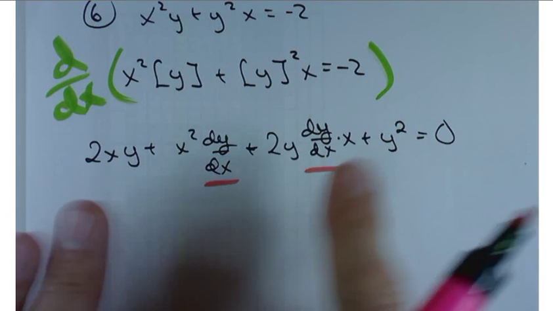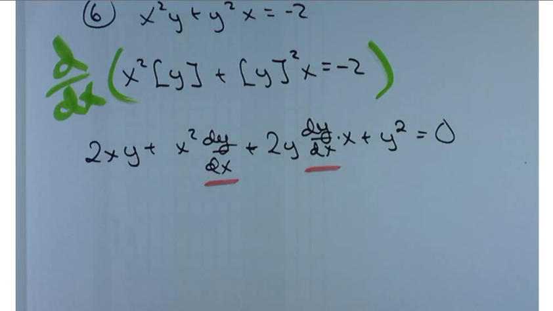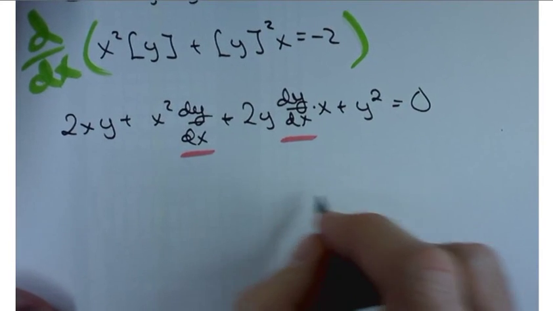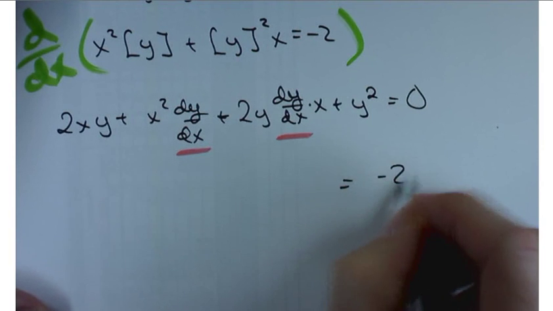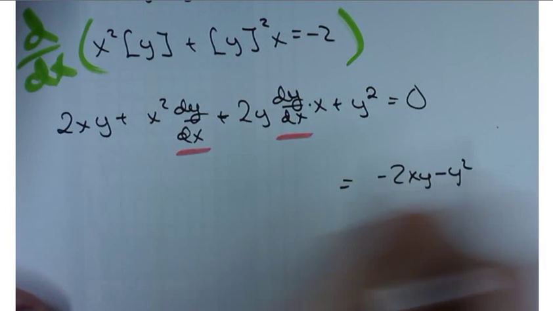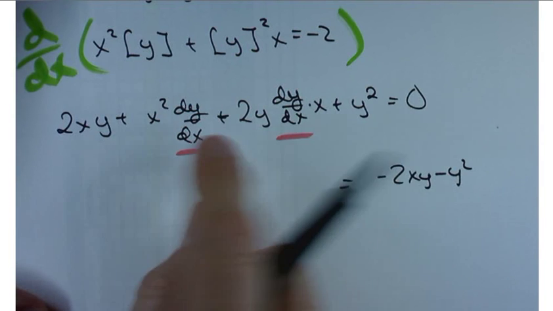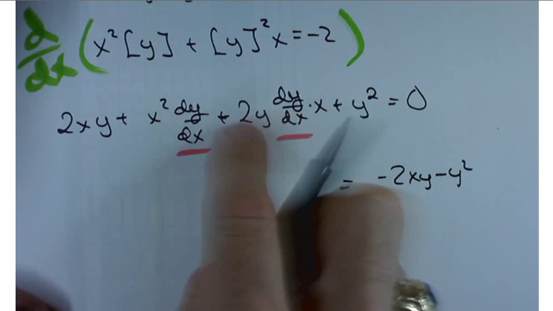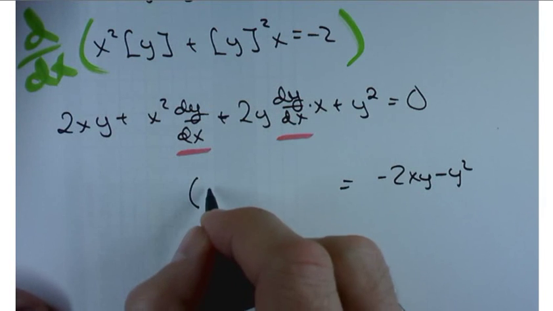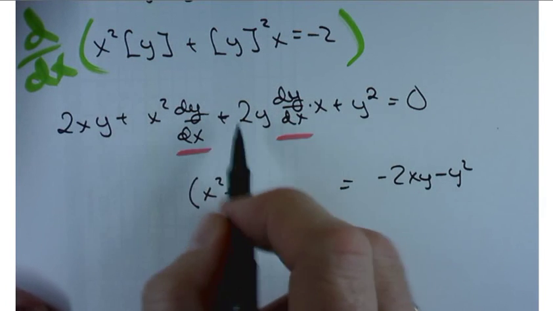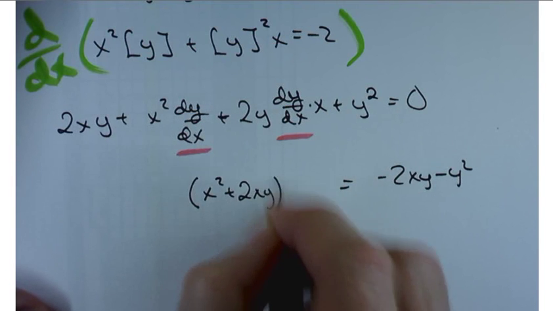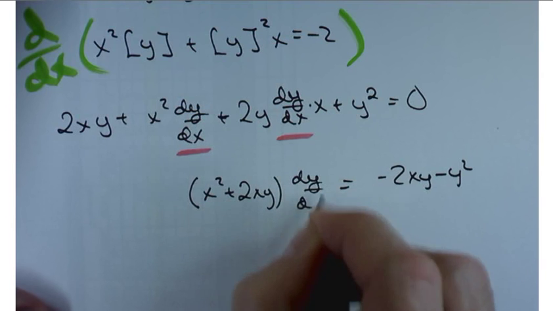Let's keep these on the left-hand side. These other two we're going to move to the right-hand side. Terms that don't involve my dy by dx, I'm going to move them out. So on the right-hand side, I'll get minus 2xy minus y squared. On the left-hand side, I'm going to factor out the dy by dx from both of these terms. So it's going to leave behind x squared plus 2xy times dy by dx.